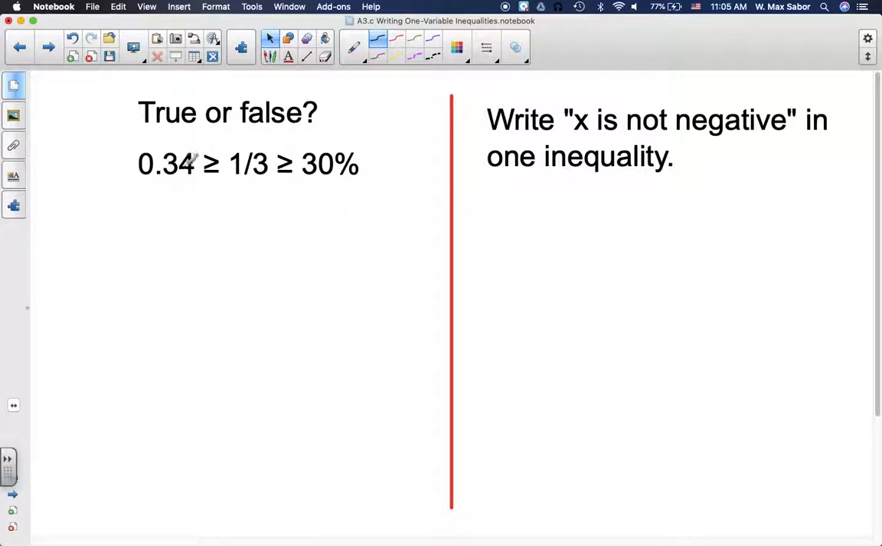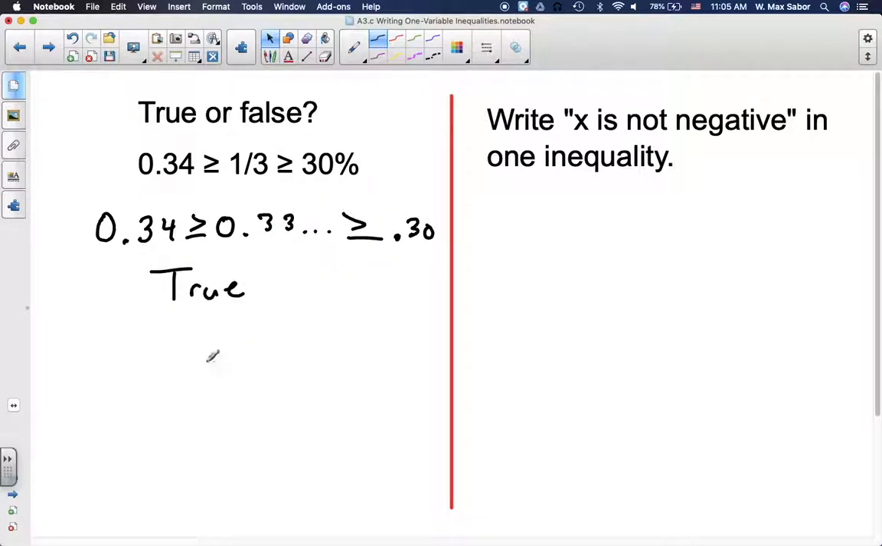This is saying 0.34 is greater than or equal to 1/3, which is greater than or equal to 30%. If we convert these all into decimals, this is 0.33 repeating, greater than or equal to 0.30. So this is a true statement because this is bigger than this and this is bigger than this. When you see these together in the same line, it's saying this is between those two, from the largest to the smallest. If you reverse the order, then it means the opposite.